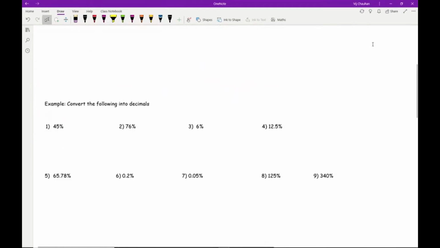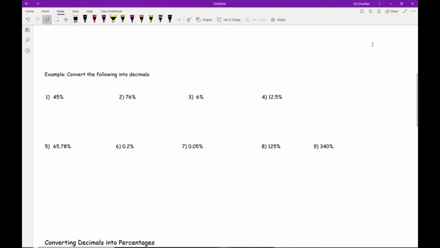So let's have a look at some examples of what I mean by this. So let's start off with question 1. So question 1, all we've been asked to do is to convert the following into decimals. So as you can see, if I write down 45 as a number, now you can see that there's no decimal point in 45, so I'm just going to assume that it's at the end. Well, not assume, it is actually at the end. So now what I'm going to do is move the decimal point 2 places to the left, and it's always by 2 places. So 1, 2, so the decimal point now is going to go in front of the 4, giving me an answer of 0.45.